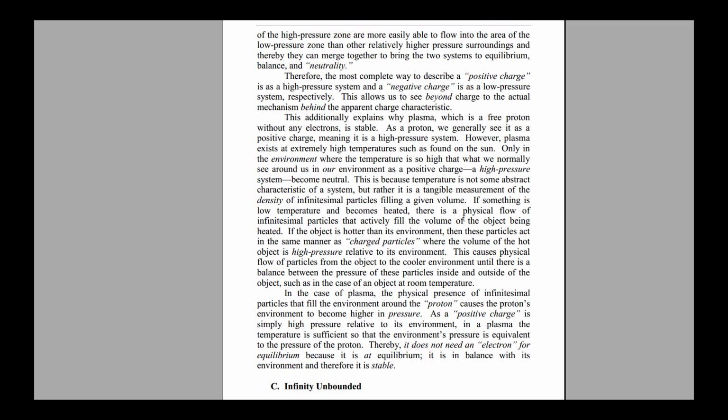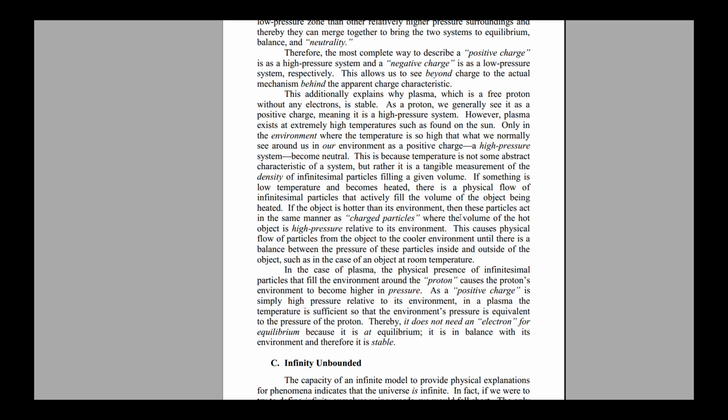This additionally explains why plasma, which is a free proton without any electrons, is stable. As a proton, we generally see it as a positive charge, meaning it is a high pressure system. However, plasma exists at extremely high temperatures, such as found on the sun. Only in the environment where the temperature is so high that what we normally see around us in our environment as a positive charge, a high pressure system, becomes neutral.